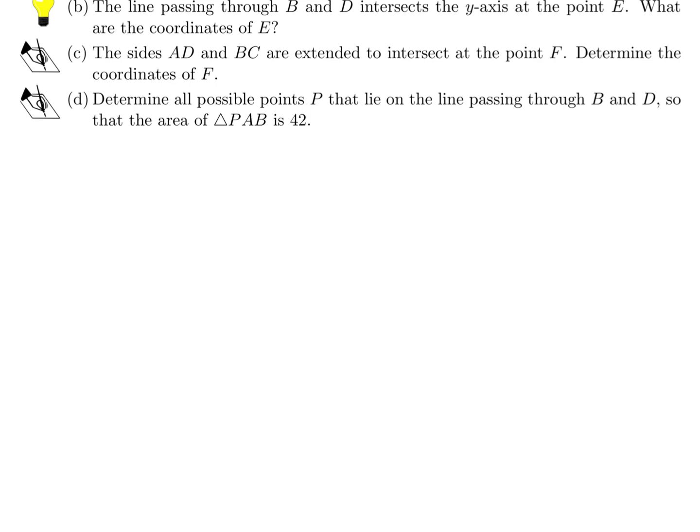The sides AD and BC are extended to intersect at point F. Determine the coordinates of F. So let's draw this again, and let's see what we get here. We've got this kind of scenario, not drawn to scale. What they're saying is that these two lines are extended. So this line is extended, and this line is extended. And of course, they want you to find that point right there.